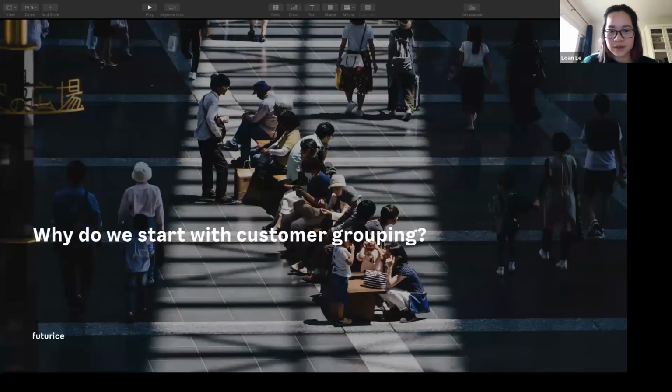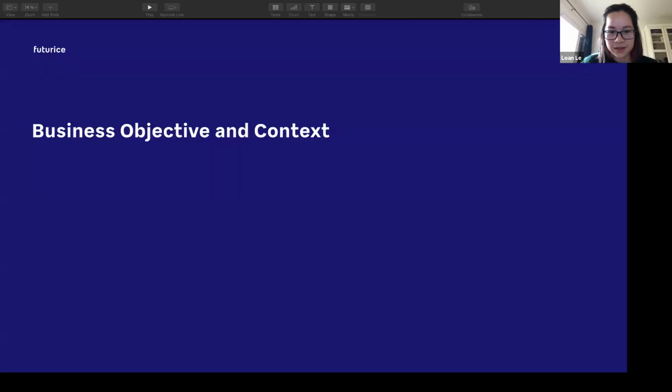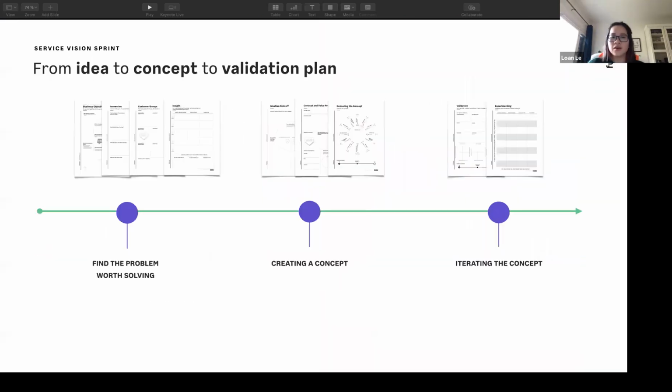Let me find a slide so it's easy to describe. Yes, so this design workshop is usually part of the design phase, which we call service vision sprint. And in the workshop, it depends on what the business need is. But we always try to start with the workshop where we start with business objective and context.